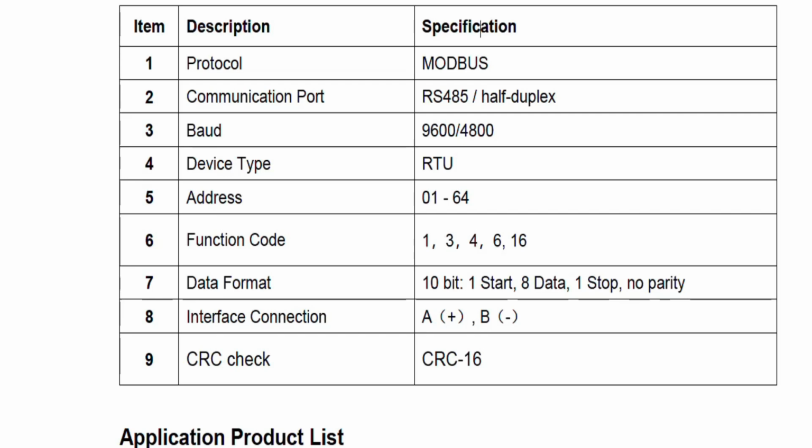So the thermostat supports function codes 1, 3, 4, 6, and 16. And data format: it's maximum 10 bits, one start bit, 8 data bits, one stop bit, and no parity. And interface connection. This is the physical connection, A positive and B negative. And CRC check. This is the cyclic redundancy check, the error correction mechanism.